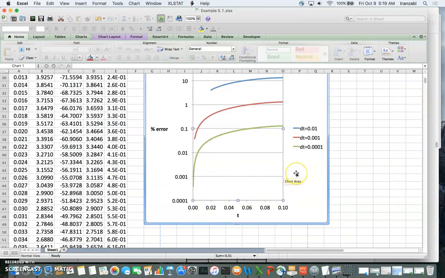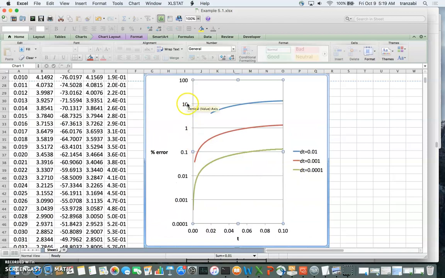So this is the plot. On the y-axis, I have the percentage error against time, but the colors are showing different delta T. From blue to red to green, delta T is going down by a factor of 10, right? We did Euler's method with delta T of 0.01, then 0.001, and then 10 to the minus 4. If you look at the difference between the blue and red almost anywhere, it's about a factor of 10.